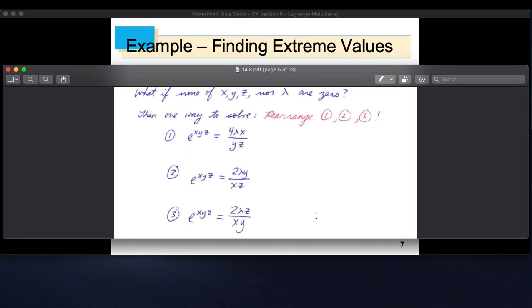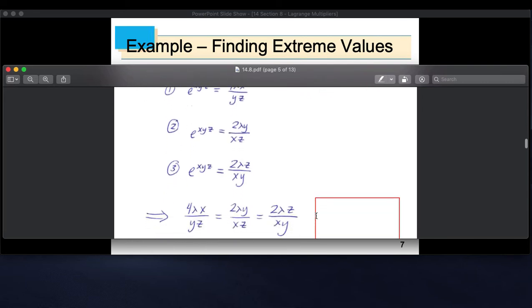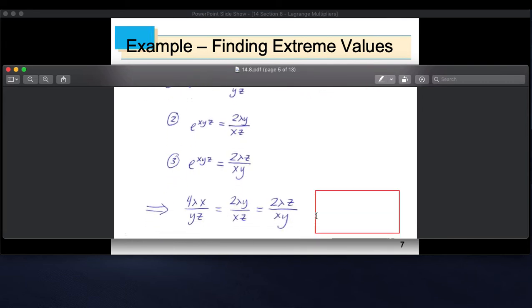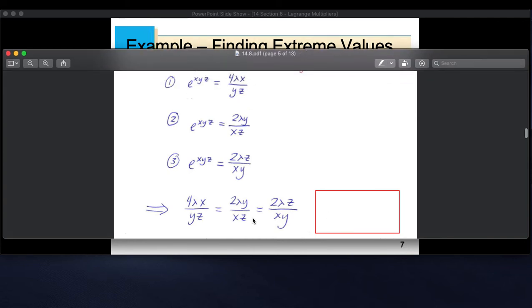We could also follow this problem the same way I did in the last example, where at this point we solve for lambda, which is fine too. This is just another way to do it, and you're free to do whatever it takes to solve this problem. Since they all equal e to the xyz, you can set them all equal to each other. You'll notice they all have a lambda in the numerator, so lambda can easily be removed, which is one less thing to worry about.